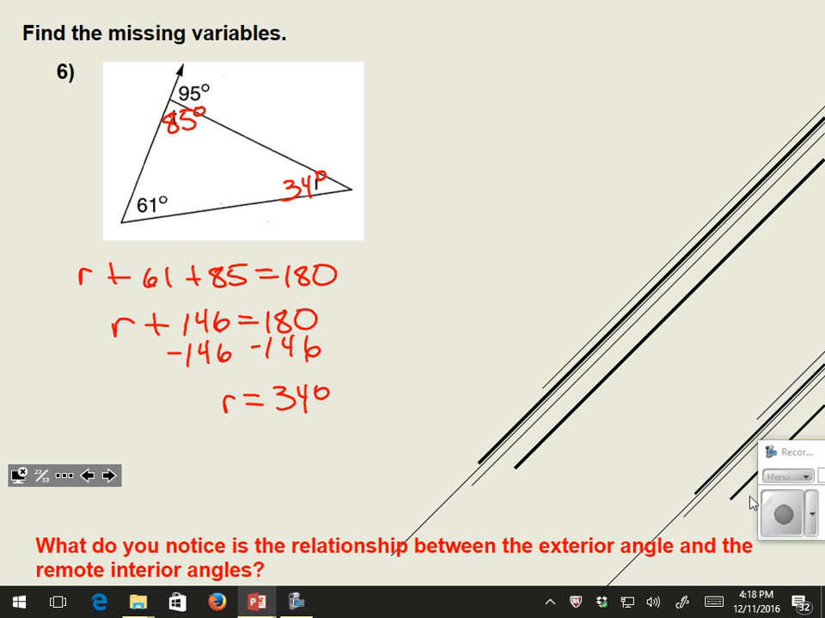So now take another look. What's the relationship between 95, 61, and 34? Well, if you haven't noticed, look at those two remote interior angles in the bottom there. What do they add up to? You may notice that they add up to 95 degrees, which is the same as the exterior angle.